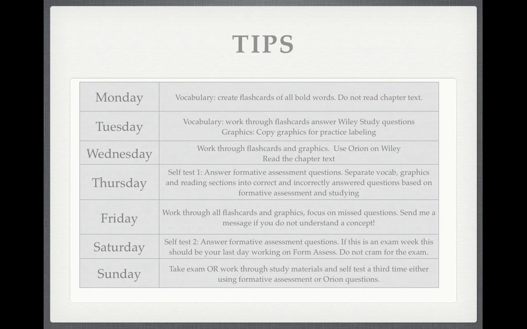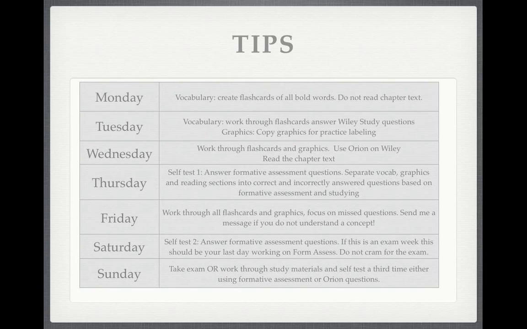For Friday, you're going to do the same thing. You're going to work through all that stuff again, and you're going to focus more on those missed questions. And finally, if by Friday you're not getting something, you keep missing it, you just don't get it, send me a message. By this point, you should have a good grasp on the vocabulary. You should have a good visual grasp on any graphics and things like that. You should have read the text, and if you're still not getting something, you should have watched some of the videos on YouTube and all the other study tools that are given as part of the book in class. If you're not getting it, send me a message. I can hopefully point you to another resource or help talk you through it.